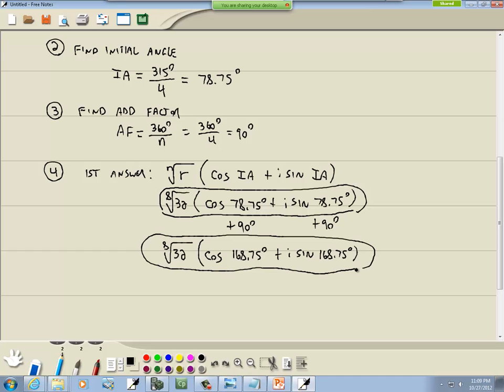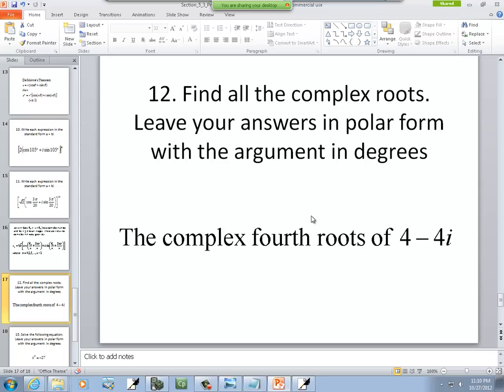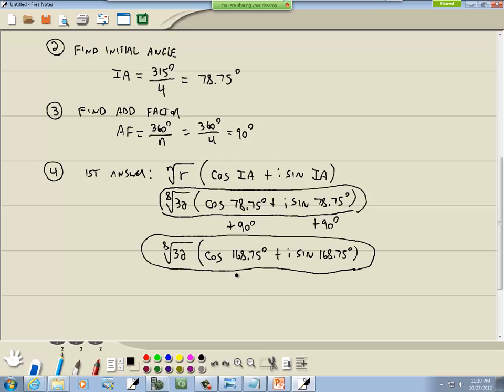I'm assuming they want us to leave it in polar form, but let me check. Leave your answers in polar form. Okay. Then we'll keep adding 90. That's our add factor. So the next one is the 8th root of 32 cosine plus 90, 258.75 plus I sine of 258.75.